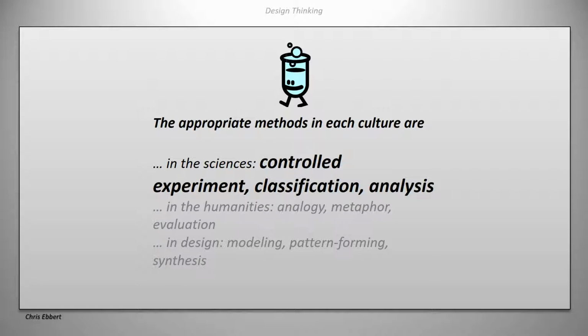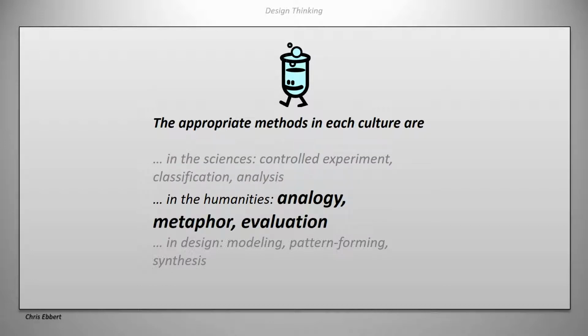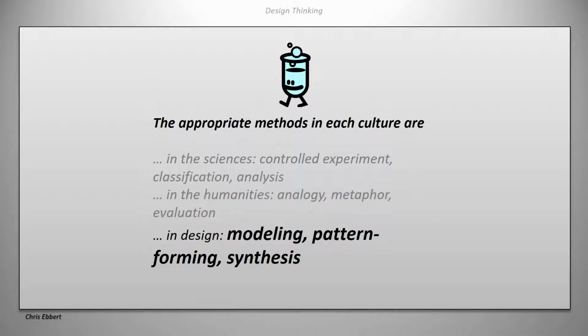Now, the appropriate methods that are used in each of these study cultures are: in the sciences, if you're going to be scientific about the way you do your project, you will do controlled experiments, you will classify, you will analyze. If you're in the humanities, you will try to evaluate, you will try to create analogies and metaphors. And if you're a designer, you're into coming up with a synthesis, making models, finding, recognizing, forming patterns.